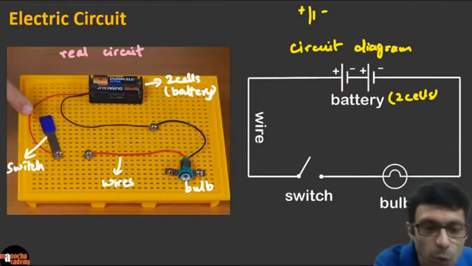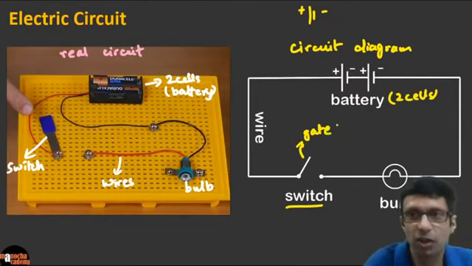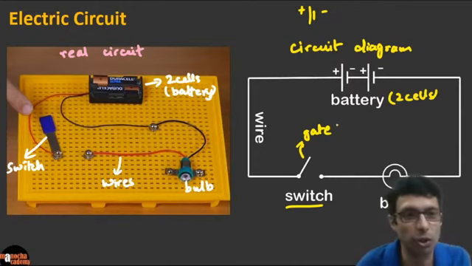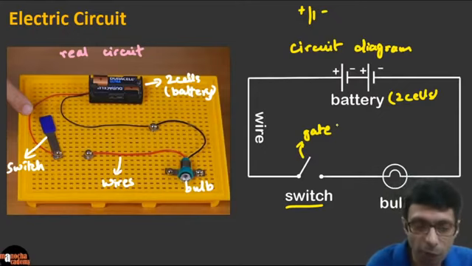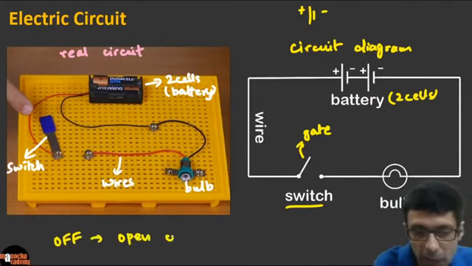And then here, this looks like a gate, right? This is our switch. When the gate is in the open position, the switch is off. And when you close the gate, the switch is on. So guys, very important thing: when the switch is off, it is called an open circuit. Right, guys?